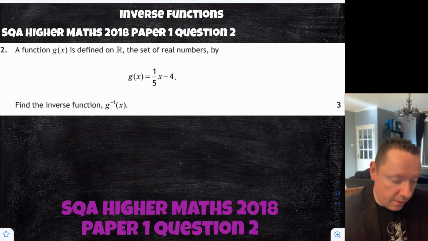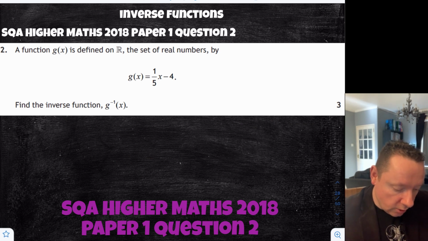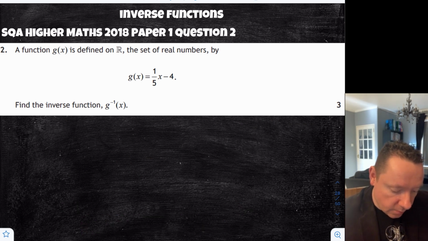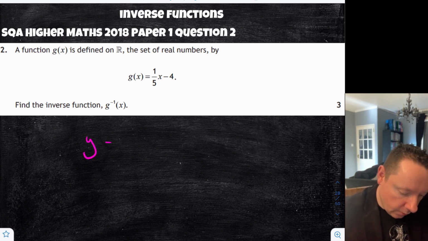Inverse functions, SQA Higher Maths 2018, paper 1, question 2. g is defined on a set of real numbers by a fifth of x minus 4. Find the inverse function of g. So I can just write y equals a fifth of x minus 4.